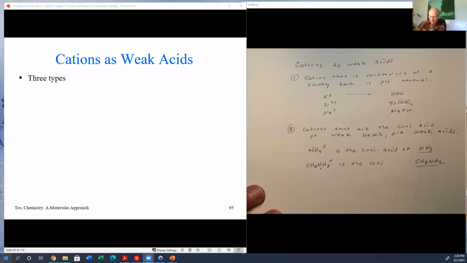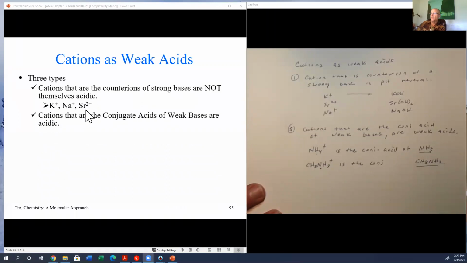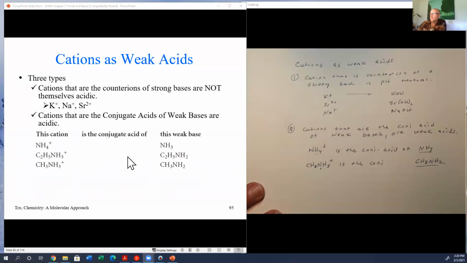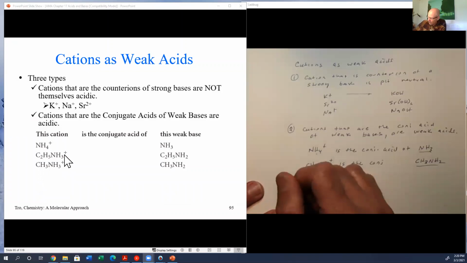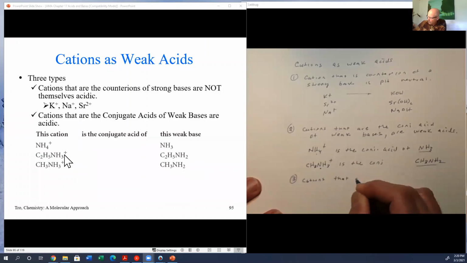Okay, good. So let's see, three types. Cations that are counter ions of strong bases are not themselves acidic, so those include things like that. Cations that are conjugate acids of weak bases are acidic, so these here are all acidic. And then lastly, the third category is cations that are small, highly charged metals.